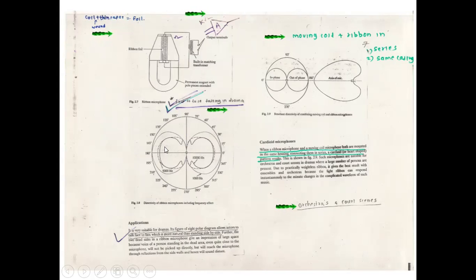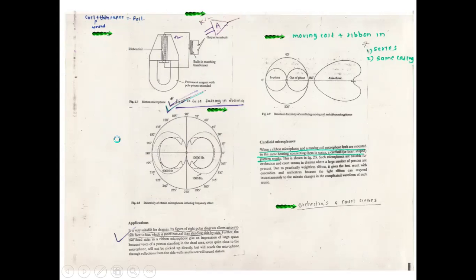Okay, so this is known as a ribbon type of microphone, and it has various applications like orchestras and different situations where two persons are standing in front of each other and want to have a conversation. There, such a ribbon microphone is used.